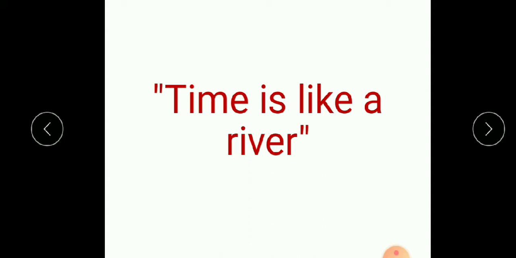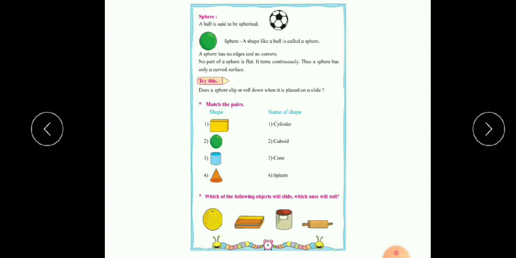Use it qualitatively. Children, we have already studied about the different geometrical shapes such as cylinder, sphere, cuboid and cone. Today we will solve some examples based on these shapes. So let's start. In your textbook, page number 4, see this question.